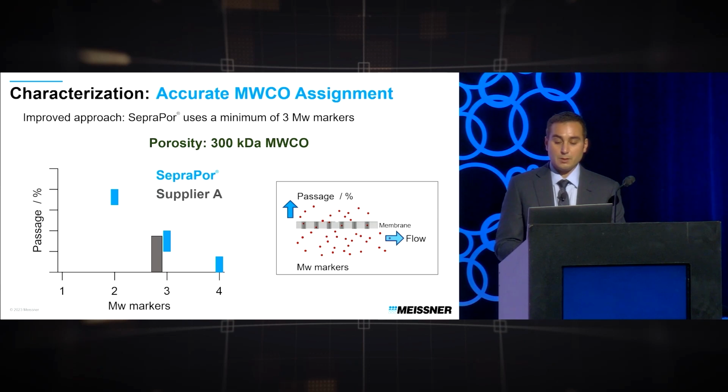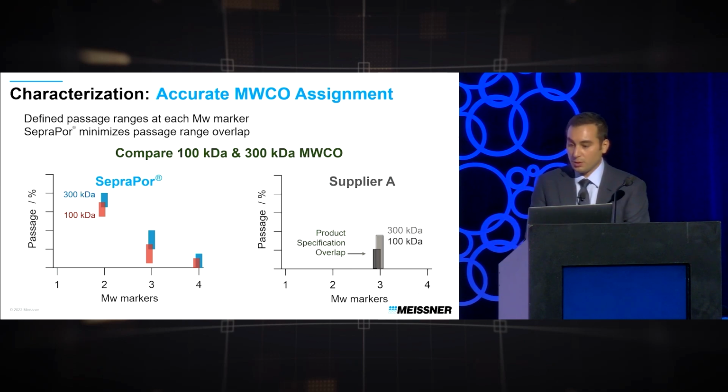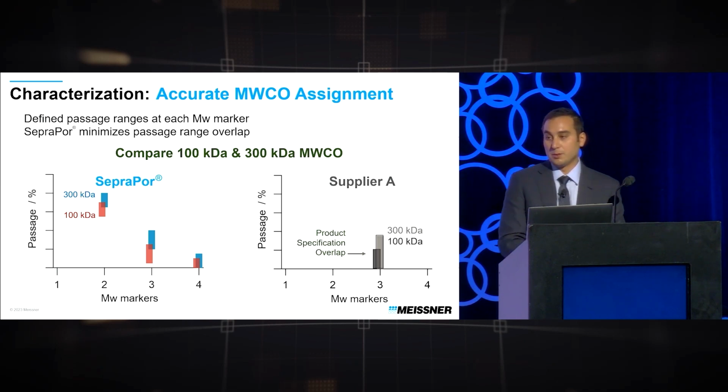So for each molecular weight marker tested, the degree of passage is shown on the y-axis. Molecular weight markers used are shown on the x-axis, with 1 being the smallest, lowest molecular weight, and progressively increasing molecular weight with increasing number. So the advantage of using 3 molecular weight markers becomes apparent when you compare additional porosities. So for a different molecular weight cutoff, say a 100 kilodalton, the passage ranges at different molecular weight markers are lower and specifically have overall lower overlap, as shown in red on the left graph for Seprapor.